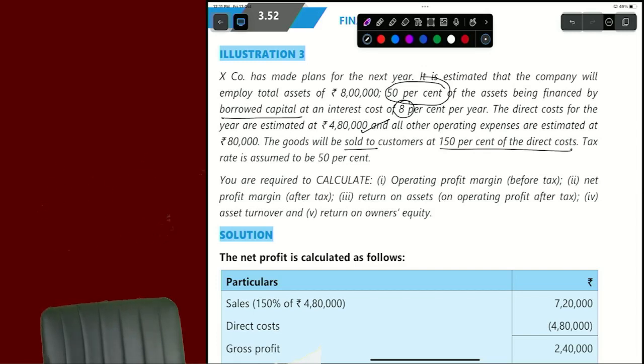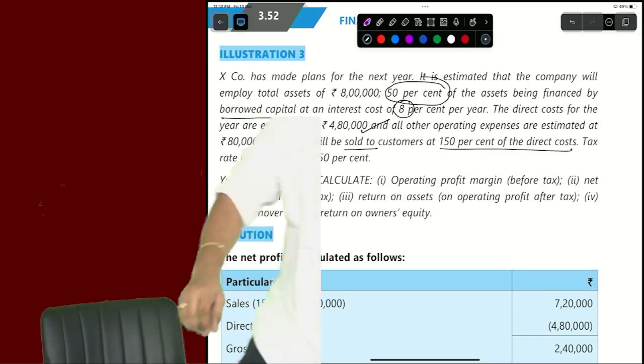Last one. Return on owner's equity. Tell me, in this question, what is the owner's capital? 4 lakhs. That's the owner's equity of 4 lakh. Return generated for the owners is EBIT, EBT, EAT. EAT by equity. Can we calculate or not? What is the equity? 4 lakhs. What is the EAT? 64,000. 64,000 divided by 4 lakh into 100. How much? 16. Tell me all the 5 answers one by one.